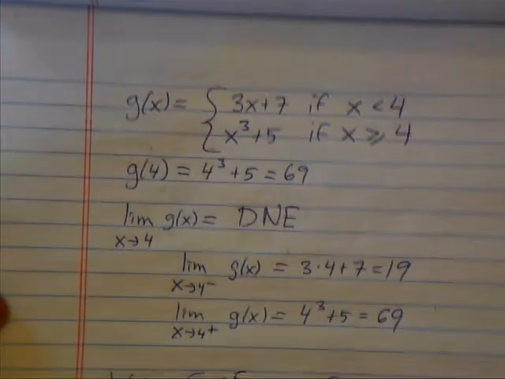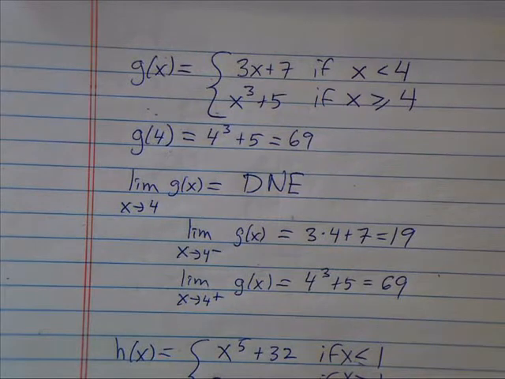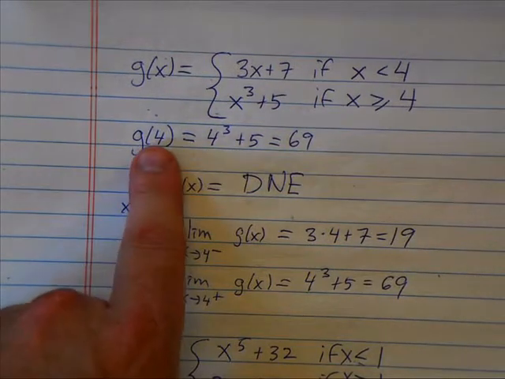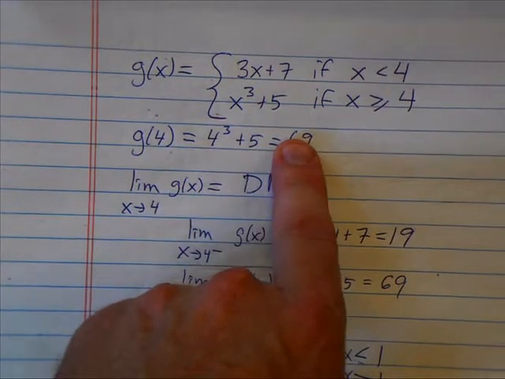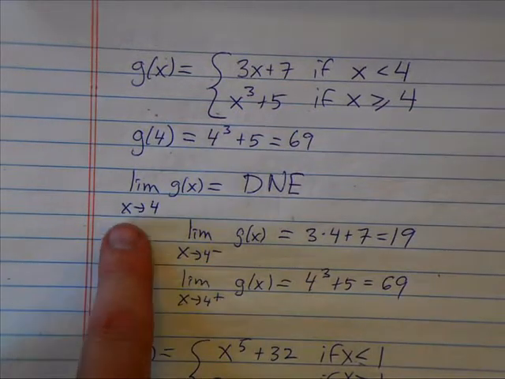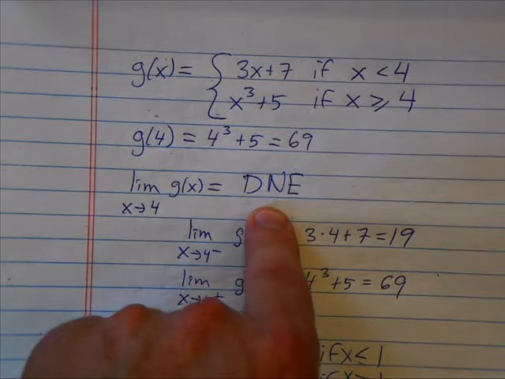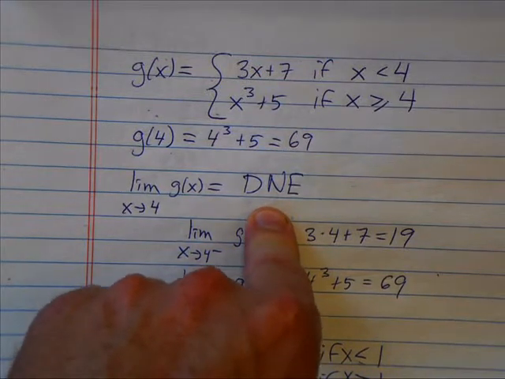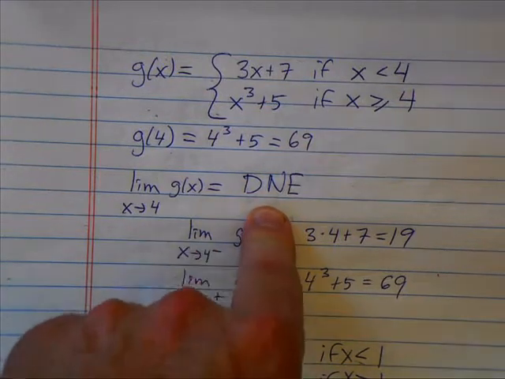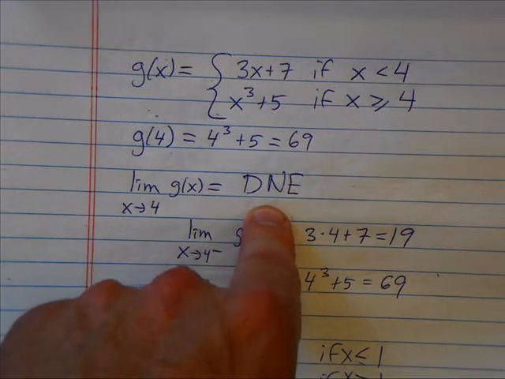How about g? Is g continuous at 4? Can I take the number 4 and plug it in? Yes, I get an answer. Does the limit as x goes to 4 of g of x exist? No. So is this continuous at 4? No. It has to pass all 3 rules. Yep, passing 2 is not good enough. Got to pass all 3.